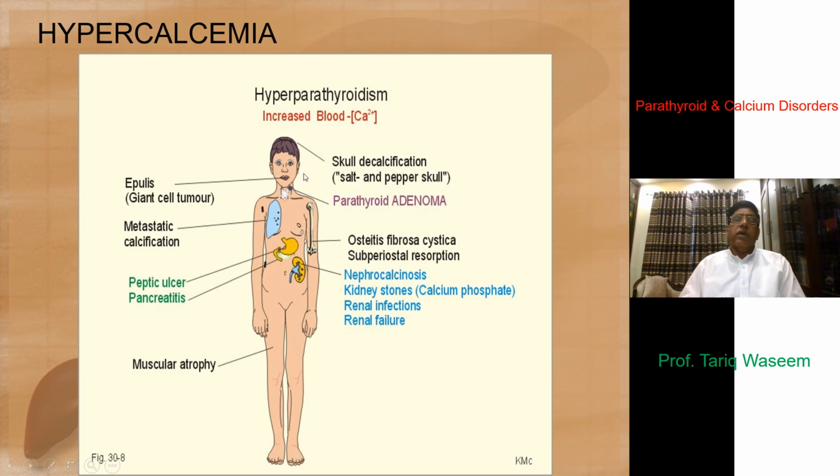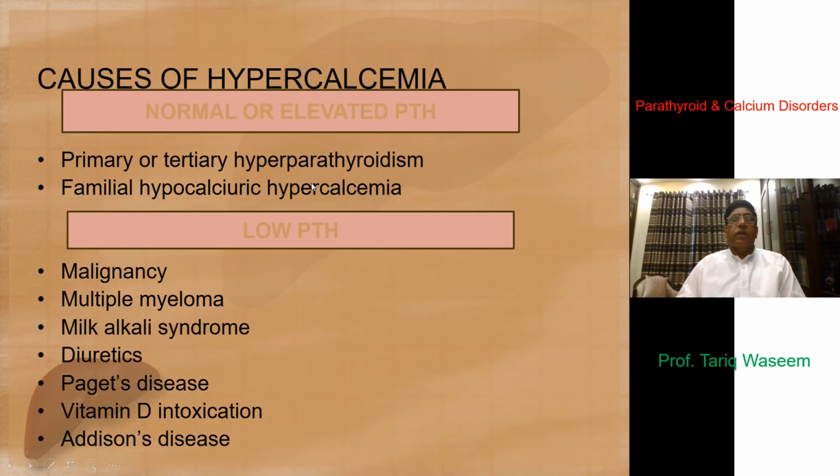And this again, hypercalcemia resulting from hyperparathyroidism, would lead on to hypercalciuria and would result in nephrocalcinosis, may result in more tendency of formation of kidney stones, particularly calcium phosphate stones. They may end up in recurrent renal infections or renal failure, and similarly they may have muscular atrophy. Now these are all symptoms which can be attributed to hypercalcemia.